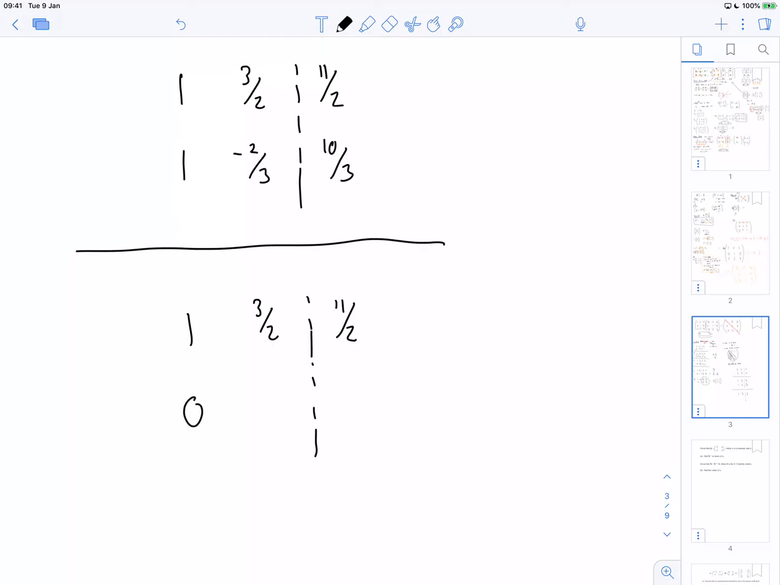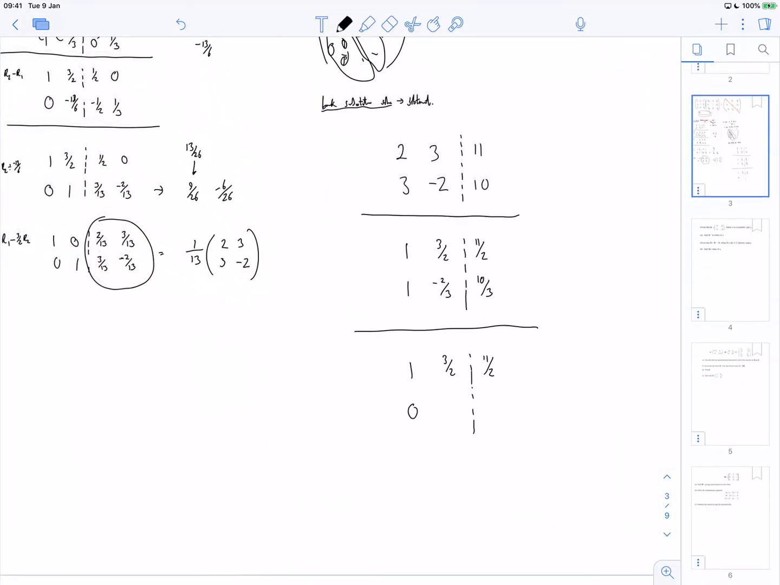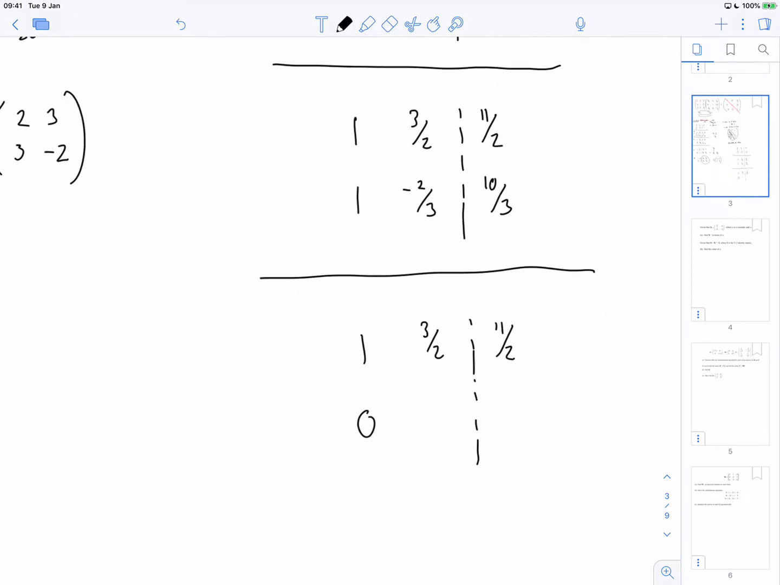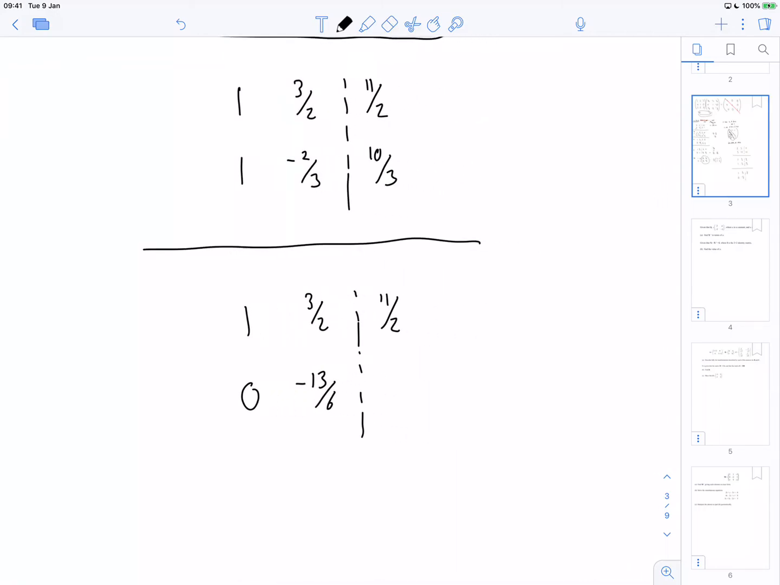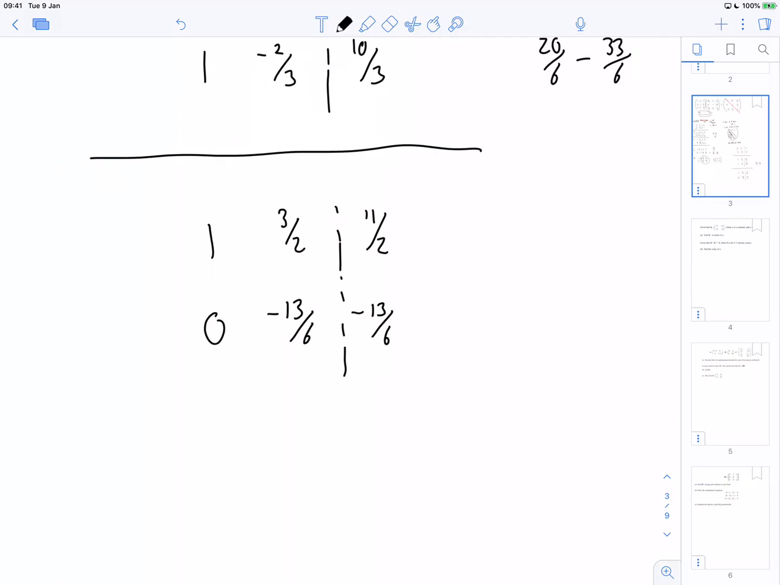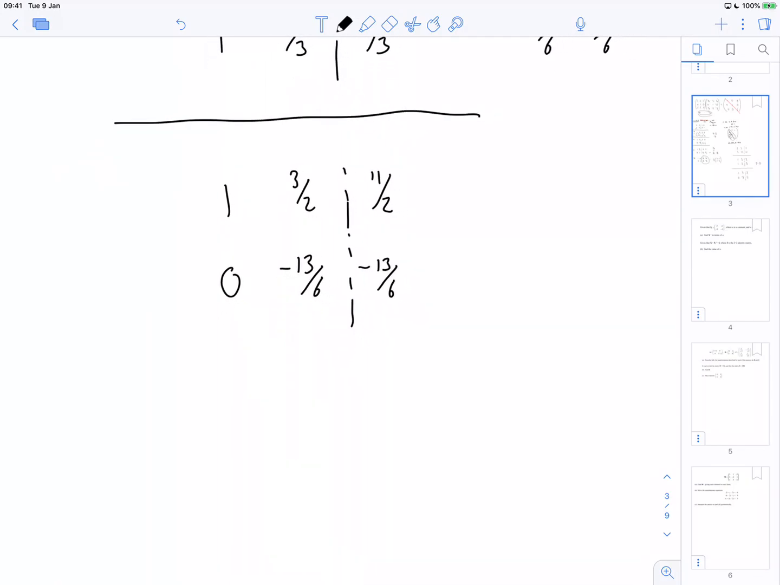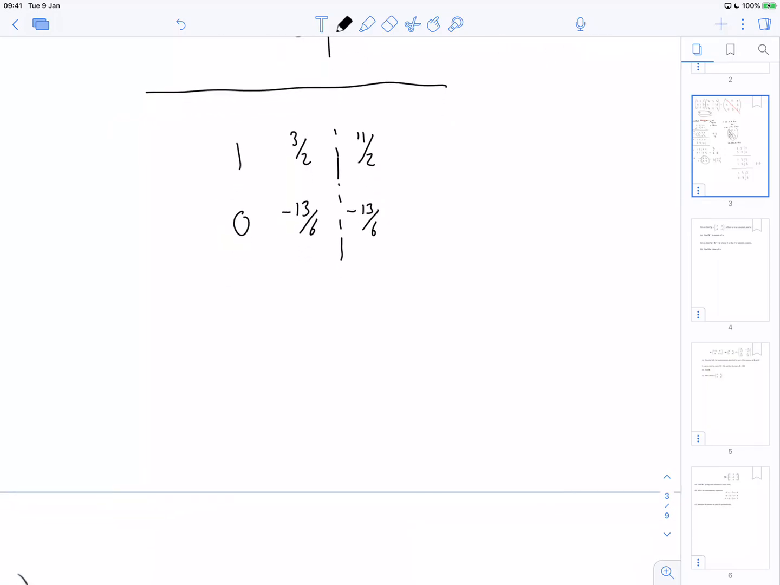So this becomes a 0. Minus 2 thirds, minus 3 halves. I believe I've done that already. That would just give minus 13 over 6, right? It's the same operations as before. And 10 thirds, which is 20 over 6, minus 11 halves, which is 33 over 6, is going to give minus 13 over 6 here. And now this is nice, because I can divide the bottom row by minus 13 over 6. So the bottom row will become 0, 1, 1.